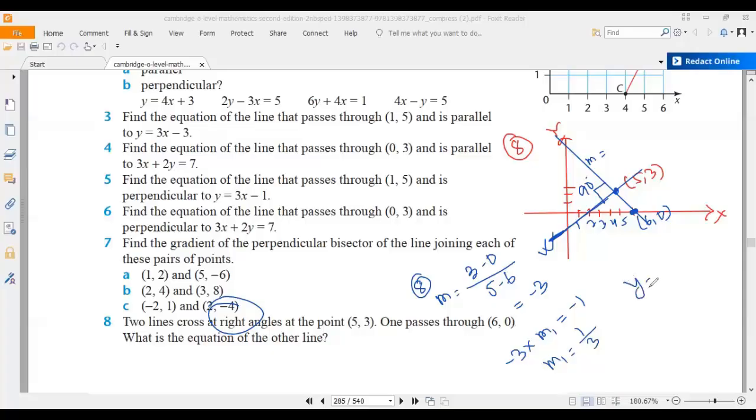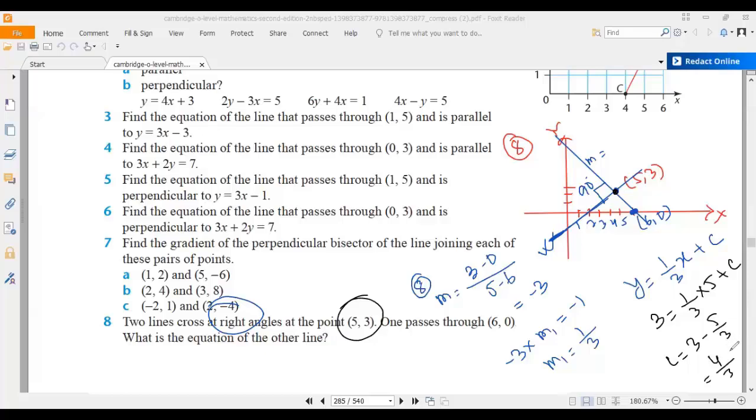So what is the equation right now? y equals mx plus c, so y equals 1 by 3 x plus c. Now we need to find the value of c. This line passes through (5, 3) because the two lines intersect at (5, 3). If I put the point (5, 3) in this equation, 3 equals 1 by 3 into 5 plus c, or c equals 3 minus 5 by 3. With 3 as the LCM, it is 9 minus 5, that is 4 by 3.